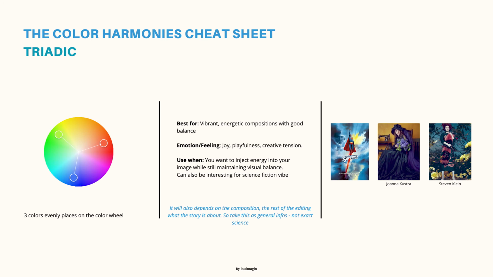Now, I want to talk about the triadic color harmony. Triadic is three colors evenly placed on the color wheel. This one is very vibrant, energetic, and it's more complex to pull off. I would say that the feeling is joy, playfulness, creative tension. When you want to inject energy into your photo while keeping it visually balanced, triadic is probably the color harmony to go with. It can also work beautifully for more cinematic and almost science fiction-like images. And yeah, it's a very interesting color harmony to use as well.